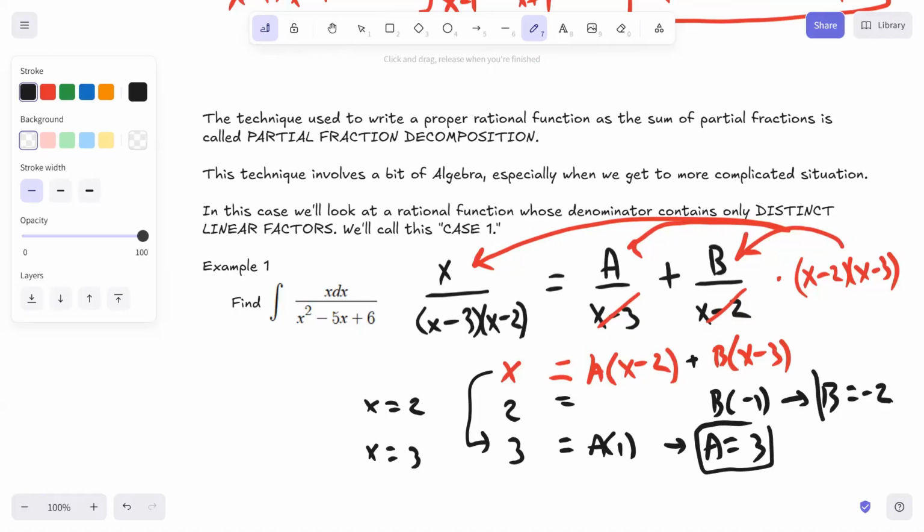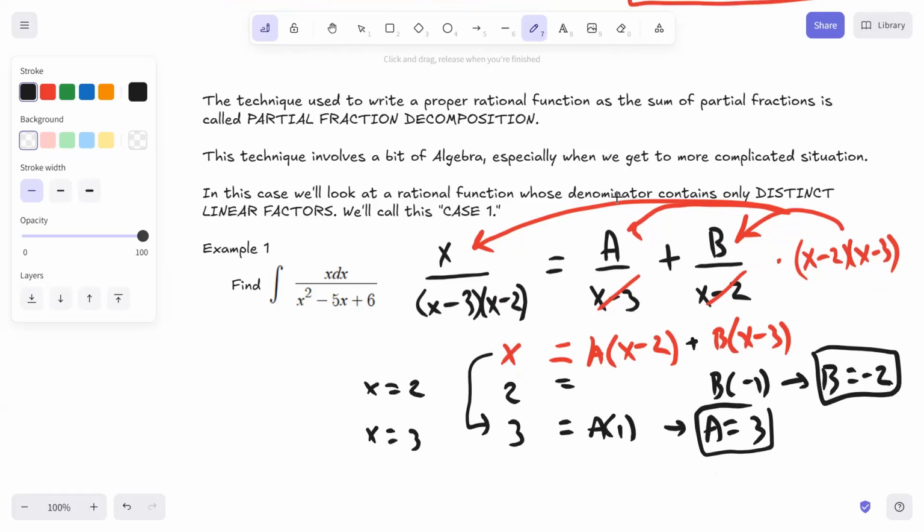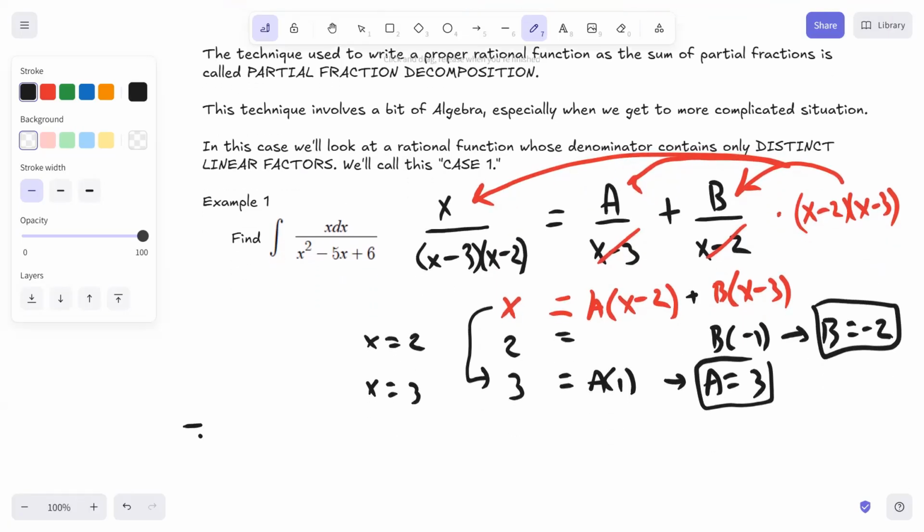So we know our constants of a and b, and then what we can do is write the integral as 3 over x minus 3 minus 2 over x minus 2 dx. Now, a word of caution here. I know that the constants in both of these factors are 3 and 2, and we ended up with a 3 and 2 here. That's not always going to be the case, so don't mistakenly think there's a pattern developing there.